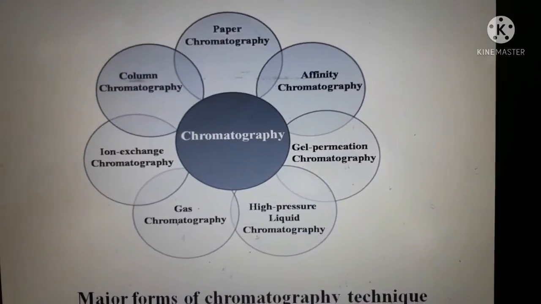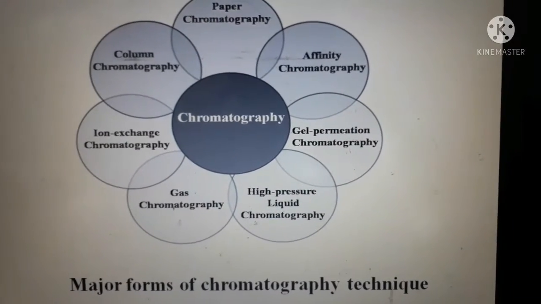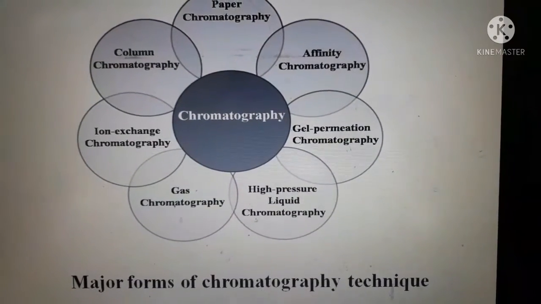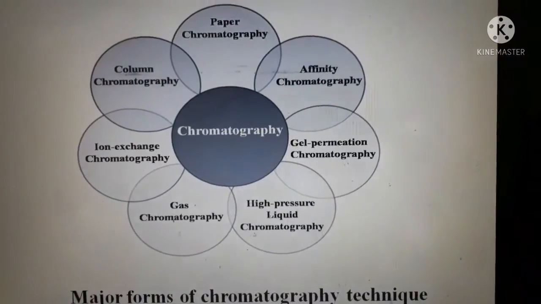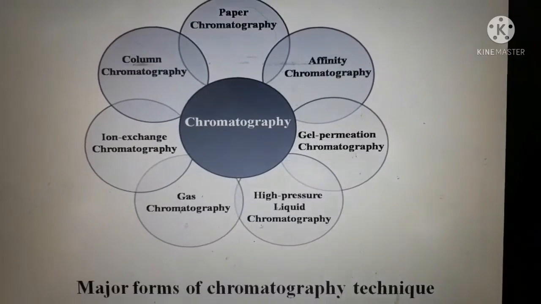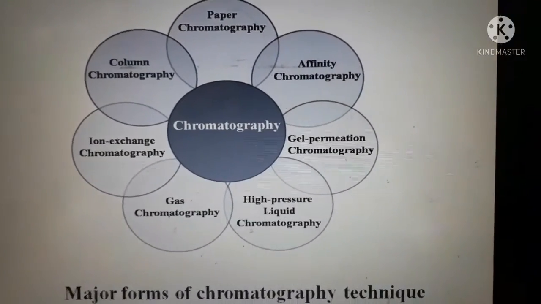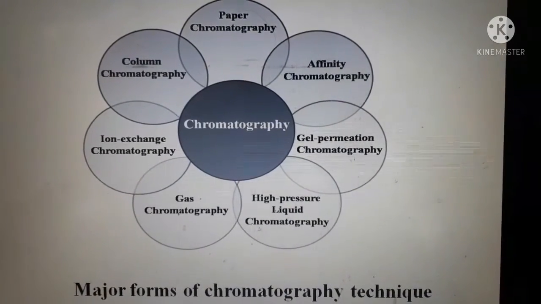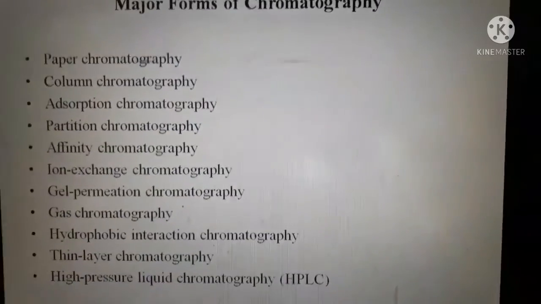Now the chromatography may be paper chromatography, in which we use a suitable paper as the stationary phase, and the liquid will be the mobile phase. You spot your sample onto the paper and allow it to move, so the molecules will be separated depending upon their retention factor and partition coefficient. The rest are column chromatography. You can use ion exchange, gas chromatography, gel permeation, affinity. These are the major forms of chromatography.